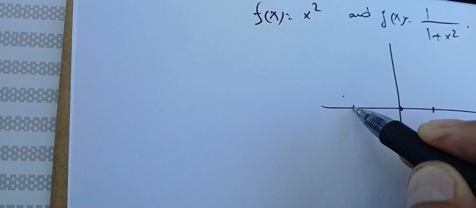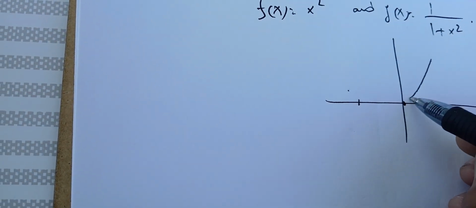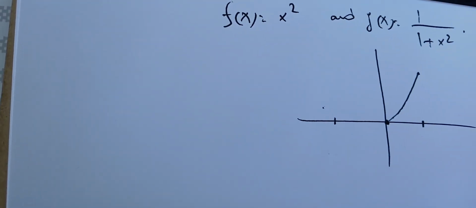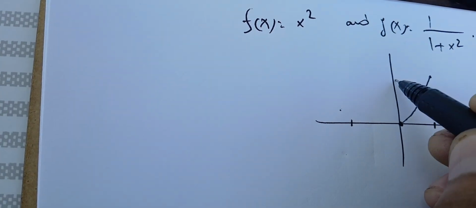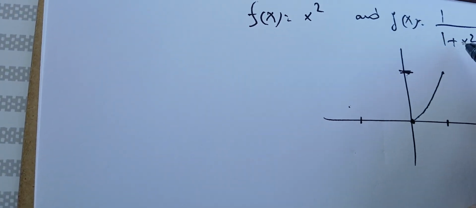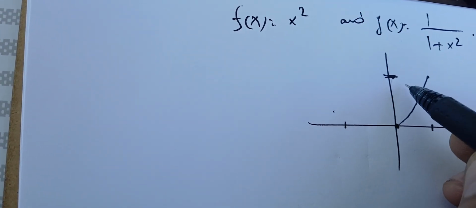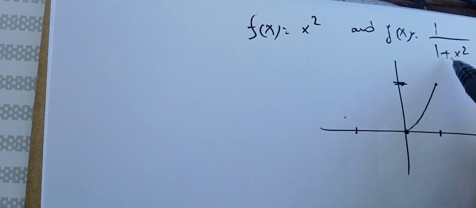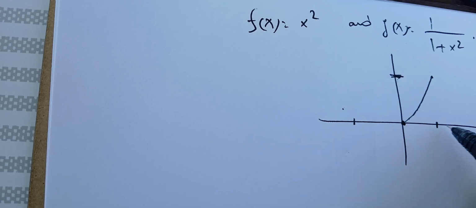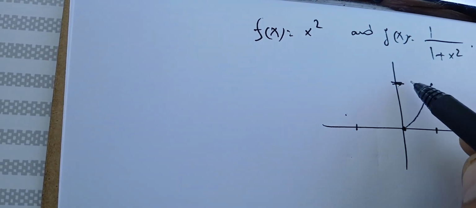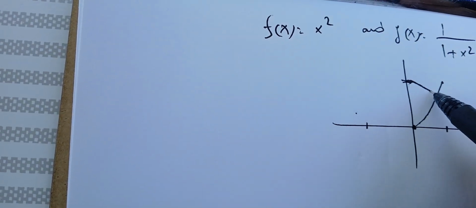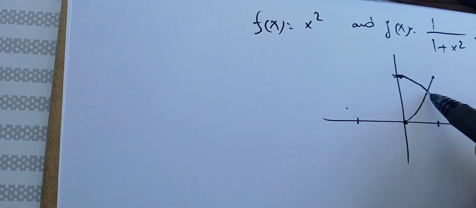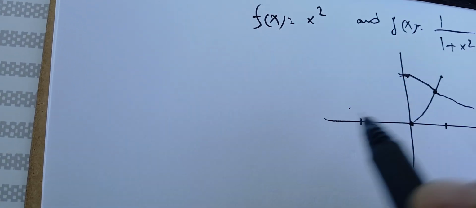We know how to graph x squared. Let's see, between minus 1 and 1, x squared is something like this. Okay, so this is my first function. For the second one, I can see that when x is 0, it's 1. This function is even, as x squared is, and it's going to be decreasing as the values keep increasing. I'm going to get something like this. And the most important thing is this point here.